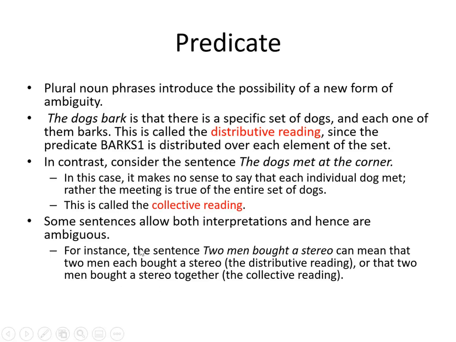Some sentences allow both interpretations and hence are ambiguous. For example, two men bought a stereo. Now, this means whether two men each bought a stereo. If it is the case, it can be a distributed reading. Or that two men bought a stereo together, which is called the collective reading.